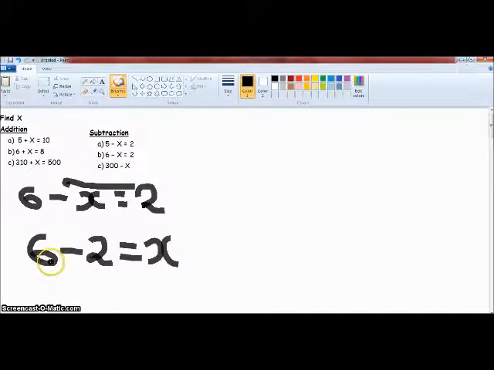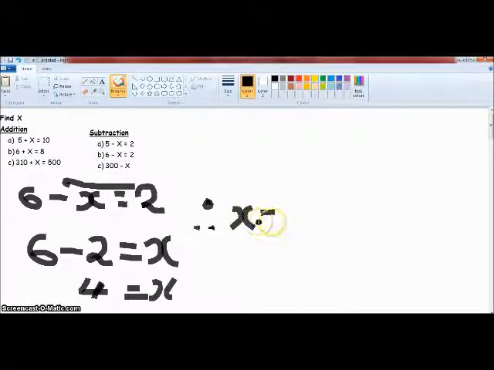So what this means is 6 minus 2 is 4, and this 4 is actually the value of x. Therefore x equals 4. Alright, let's do the last example under subtraction.